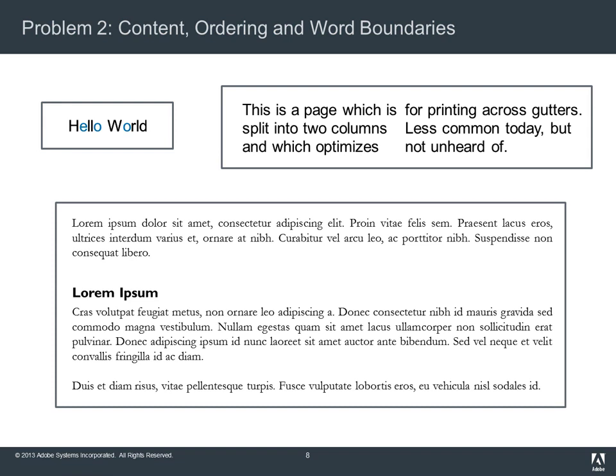People have optimized for fonts. So in this case, the heading uses a different font than the text. So how do you address that? Were spaces even included in the content stream? How do I know where a word ends and the next one starts?